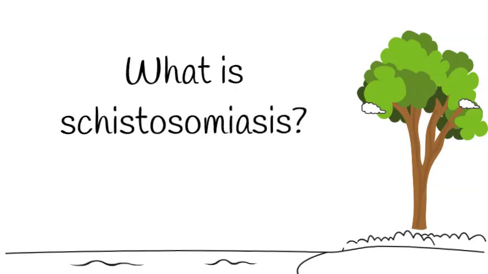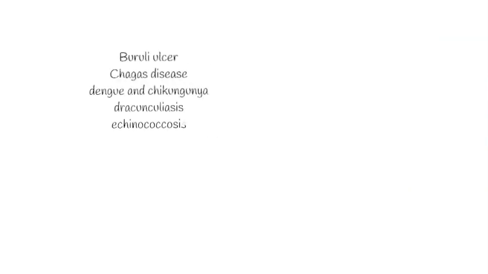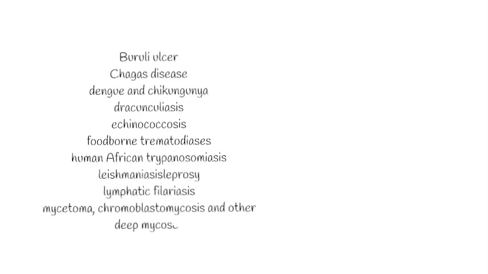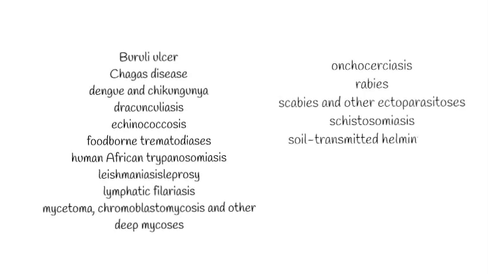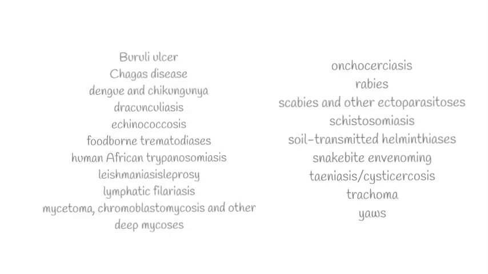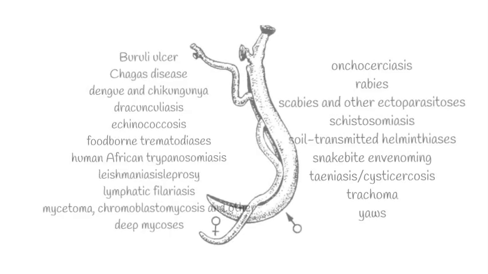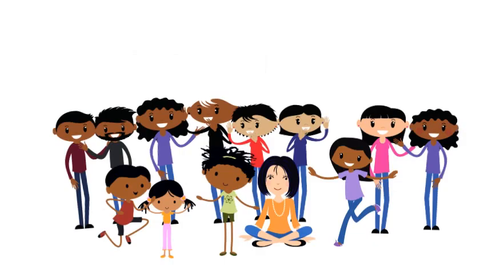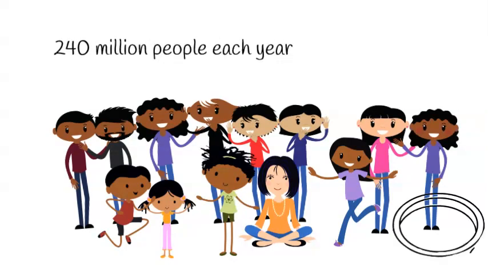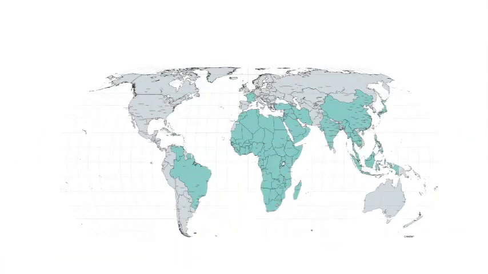Schistosomiasis is a severe disease and one of the 20 neglected tropical diseases. It is also known by the name bilharzia and is caused by a parasitic worm, the Schistosoma worm. Schistosomiasis affects around 240 million people, causing illness, disability, and even deaths. And it can be found in 78 countries worldwide.